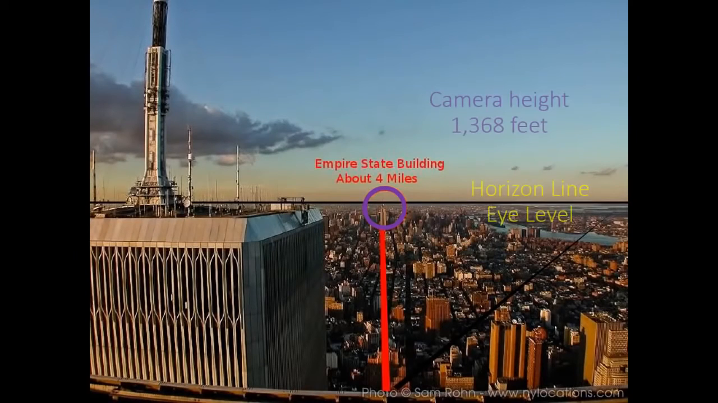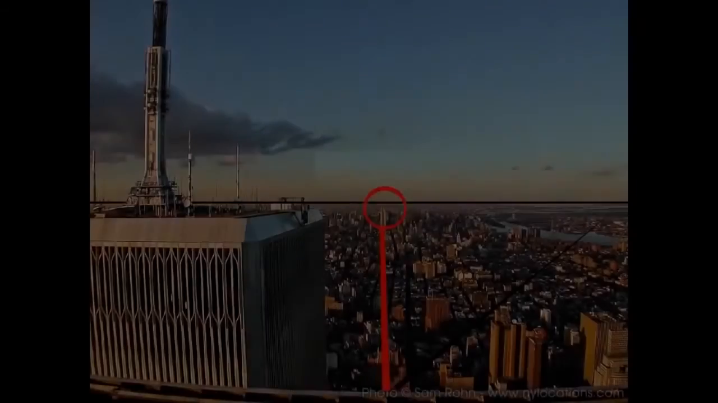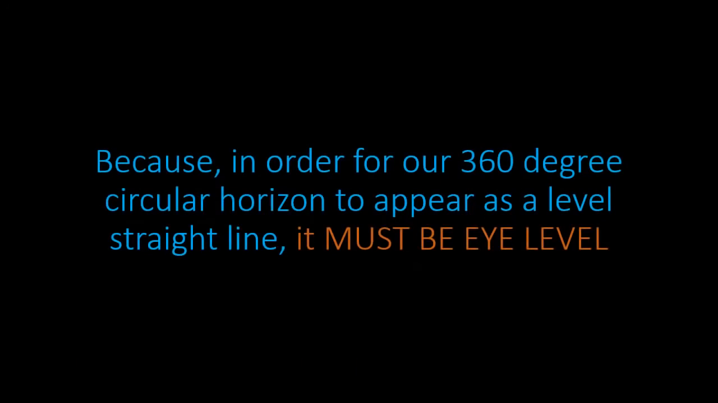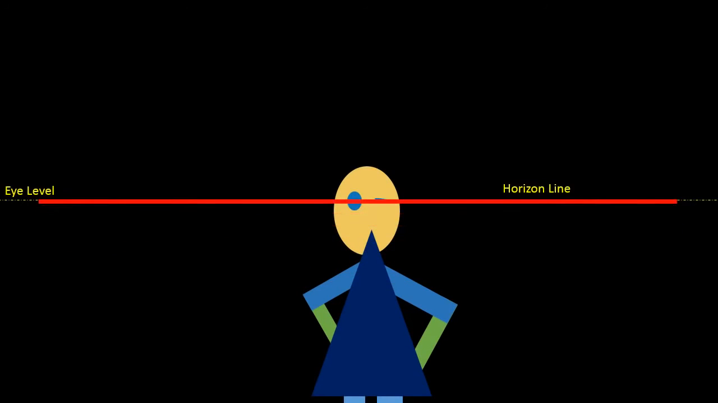Let's go up higher and see if perspective still holds true. A camera height of 1,368 feet, the horizon line eye level, and it's dead straight. This is atop the old World Trade Center. How do we know the horizon is eye level? In order for our 360-degree circular horizon to appear as a level straight line, it must be eye level. Try holding a hula hoop up around eye level and position it until it becomes a straight line.